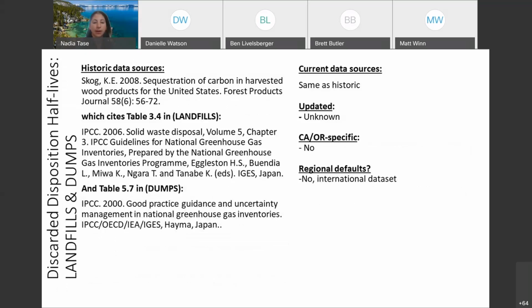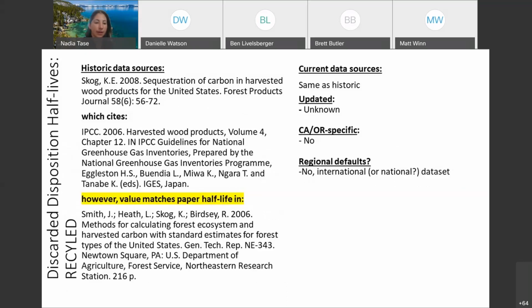Our discard half-lives for materials at landfills and dumps come from SCOG 2008, which then actually cites IPCC for those values. And our report and similar work cites SCOG 2008 for our discard half-lives for recycled material, but actually the value used in our tool and the original tool seems to match the paper half-life in Smith et al. 2006. And that makes sense logically, but I'm just trying to, again, get all the ducks in a row on the citations.